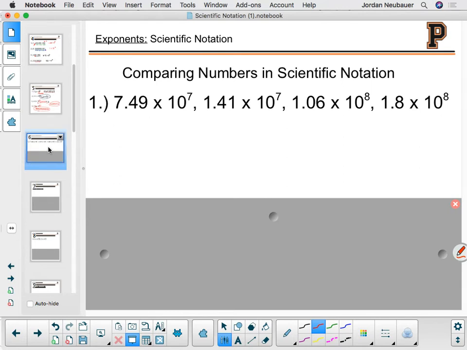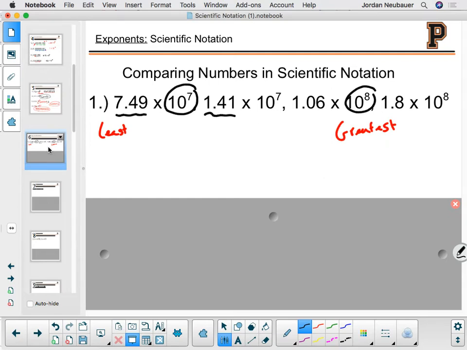How can we compare these numbers? So we've got a mixture of numbers that are raised to the 7th and then raised to the 8th power. What we're going to try and do is order these from the least number to the greatest number. Now, if everything's properly written, it's pretty easy. 10 to the 7th power is a smaller number than 10 to the 8th power. So I know that my 10 to the 7ths have to be in my least category, and then I can just look at the bases.